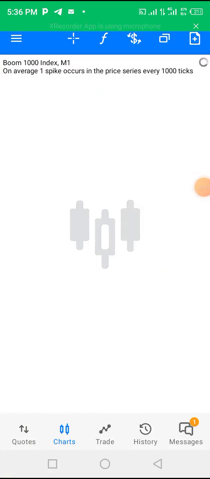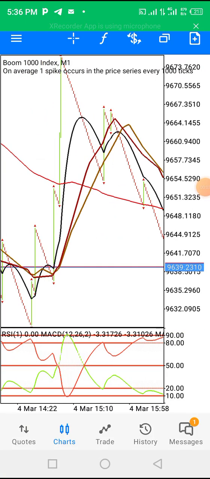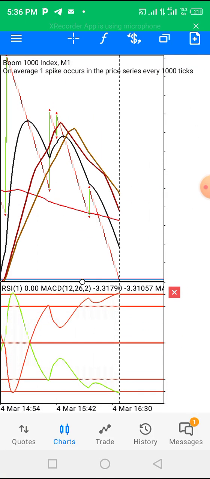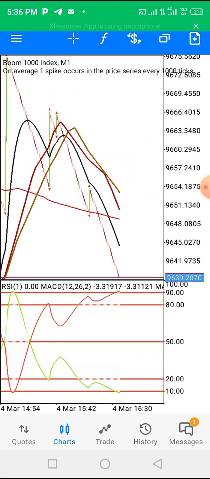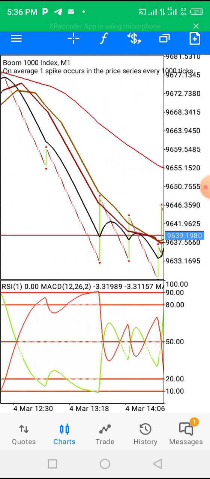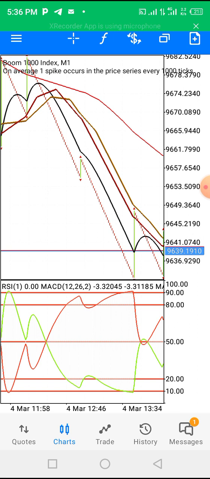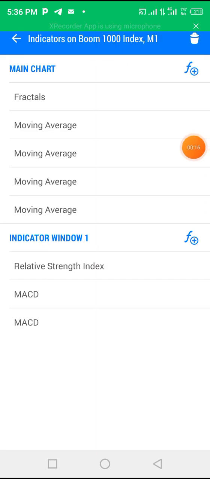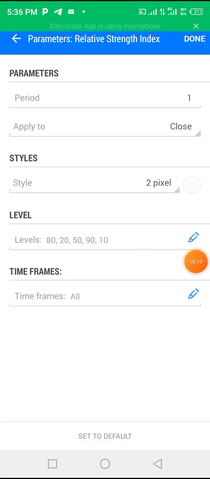Some of you were asking me, how does this setup work? Some of you have been coming on my DM to ask me, how does this 2 MACD work? And the MACDs, when you go to your F icon, the first MACD, you first of all put your RSI.